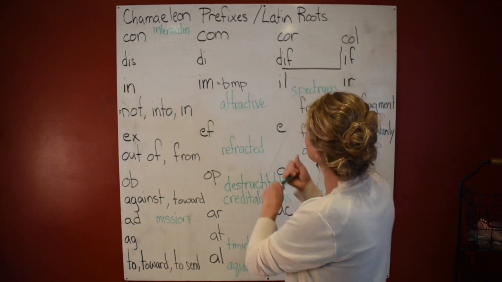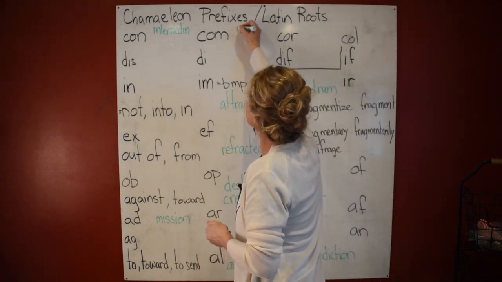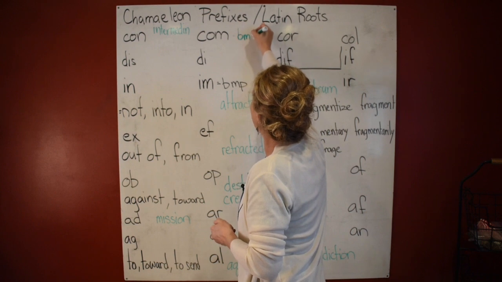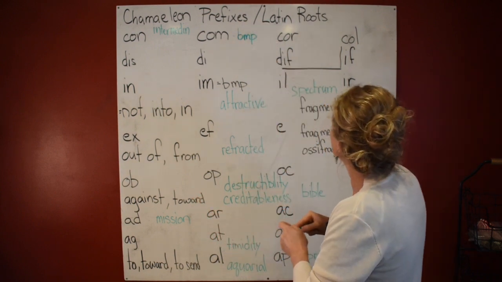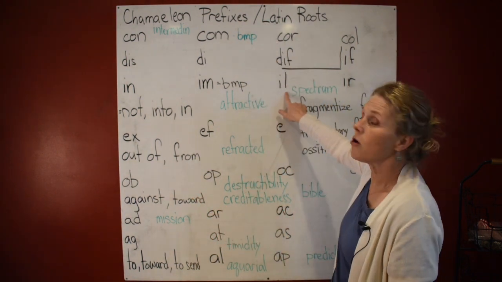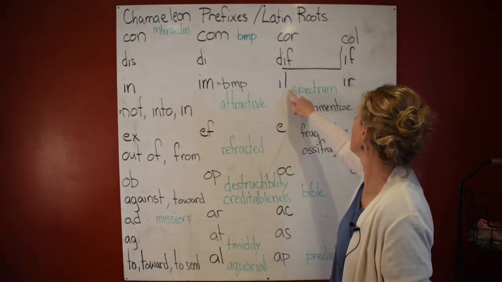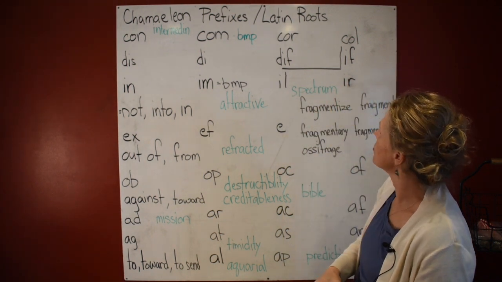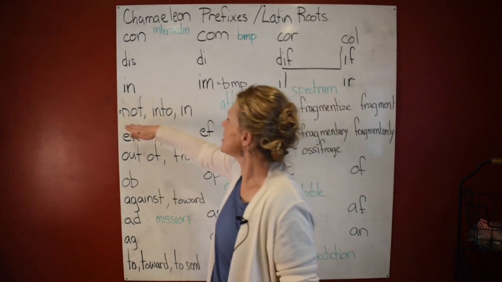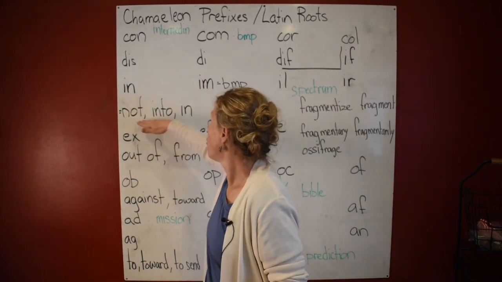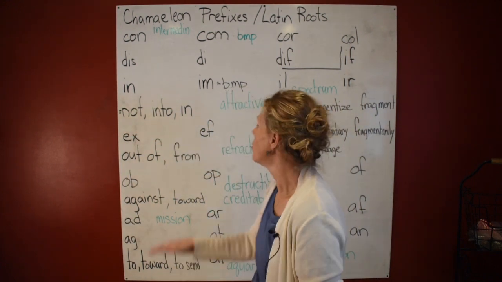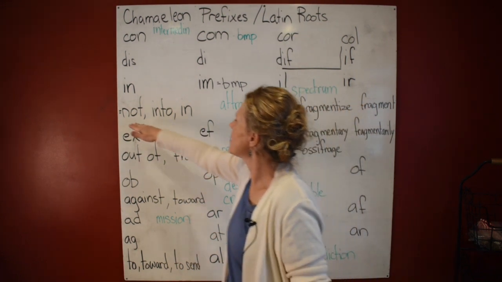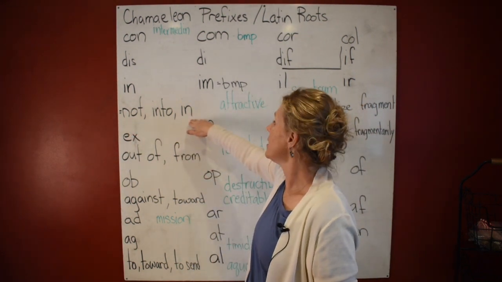So we should put that up there. They go on B's, M's, and P's. All right? But then il only goes on roots that start with an L, and ir goes on roots that start with R. Now, this can mean not, or it can mean into, or in. So it has some different meanings in there.